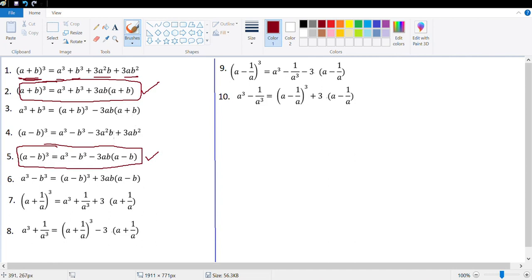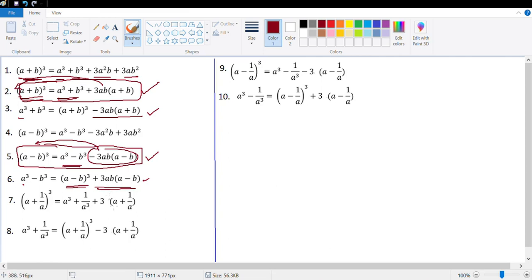The other formula that I've written here is basically a derivation of the previous one, which means from here I can write a cube plus b cube is equal to a plus b whole cube, and if I take this term on the other side it becomes negative. So that's the other formula. Similarly, formula number 6, if I want to find a cube minus b cube, if I take negative 3ab times a minus b on this side, it will become a minus b whole cube plus 3ab times a minus b.